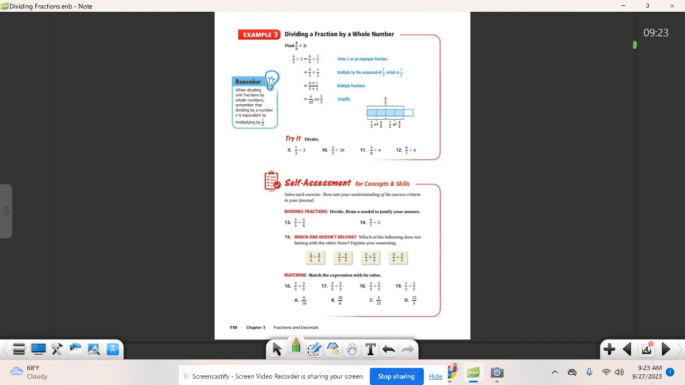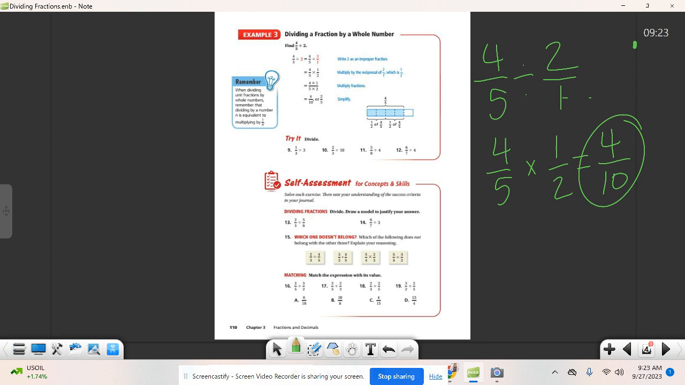So if I have 4/5 divided by 2, I have to first make my whole number a fraction by putting a 1 under it, okay? So now I can keep 4/5, change division to multiplication, and then flip it. So I get 4 times 1 is 4, 5 times 2 is 10. 4/10 or 2/5. Okay? I want y'all to do the try it 9 through 12. I'm going to see who else I can get to help.